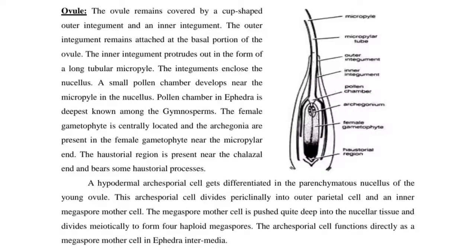A hypodermal archesporial cell gets differentiated in the parenchymatous nucellus of the young ovule. This archesporial cell divides periclinally into outer parietal cell and an inner megaspore mother cell. The megaspore mother cell is pushed quite deep into the nucellar tissue and divides meiotically to form 4 haploid megaspores. The archesporial cell functions directly as a megaspore mother cell in Ephedra intermedia.